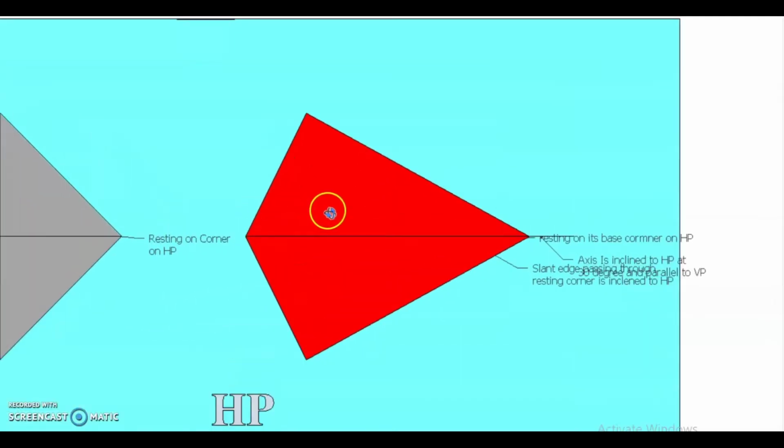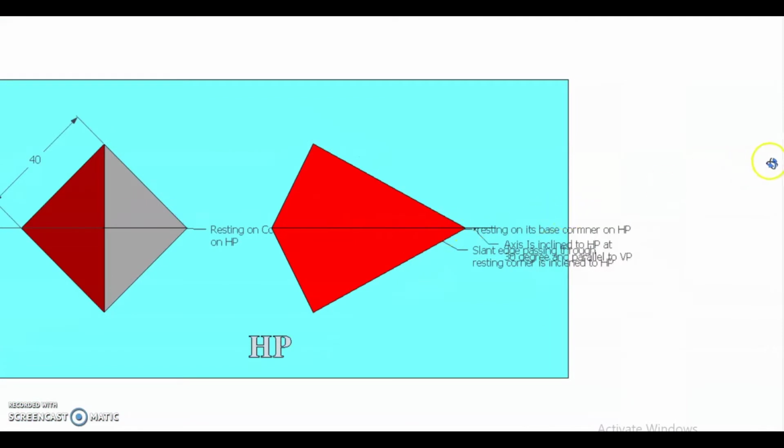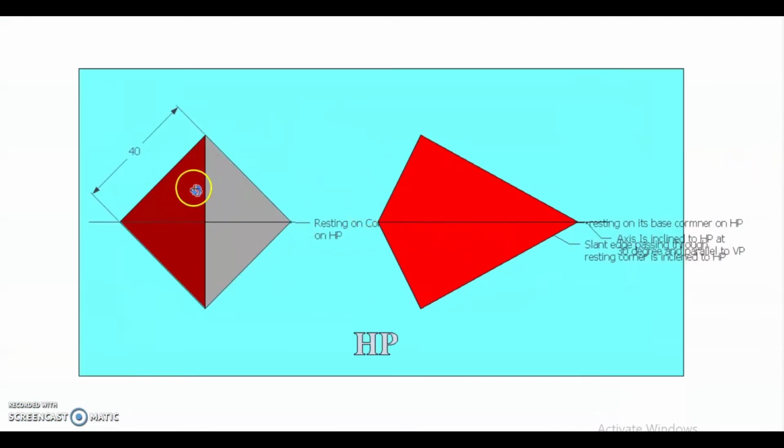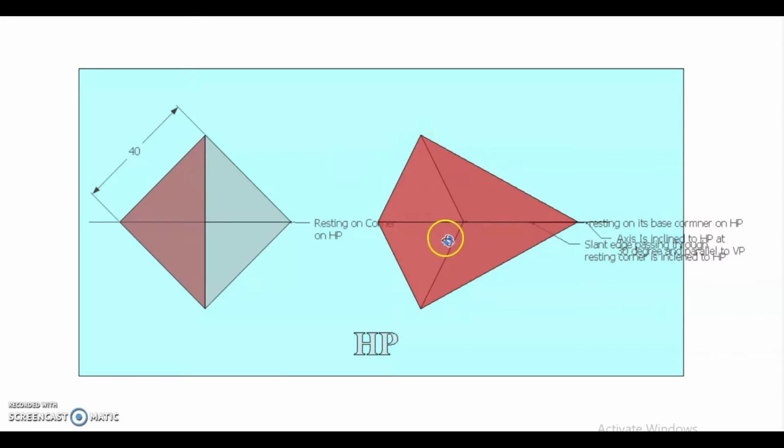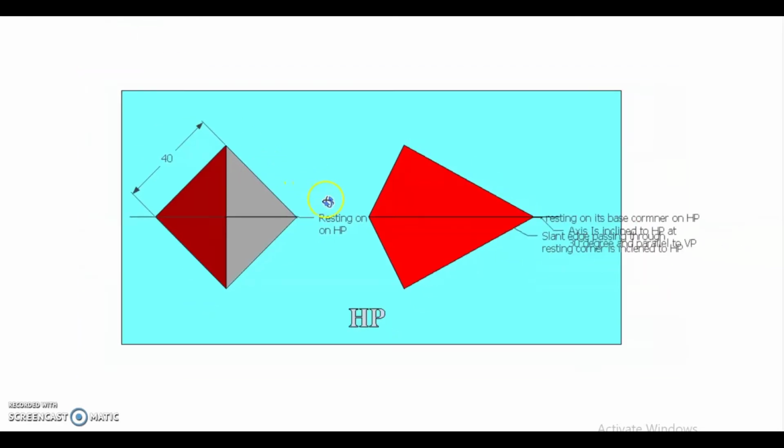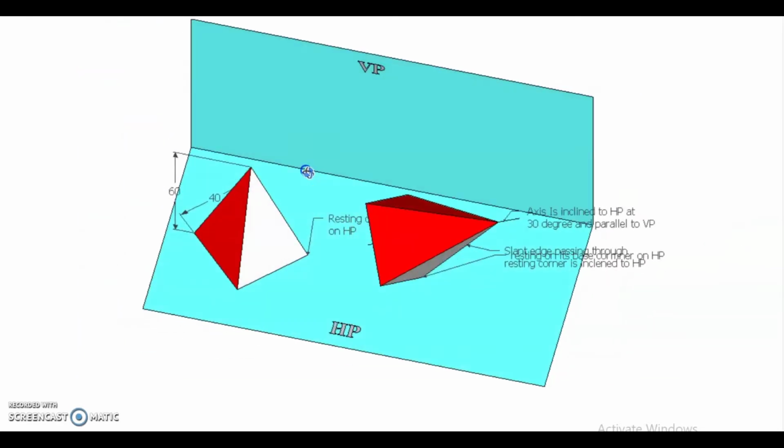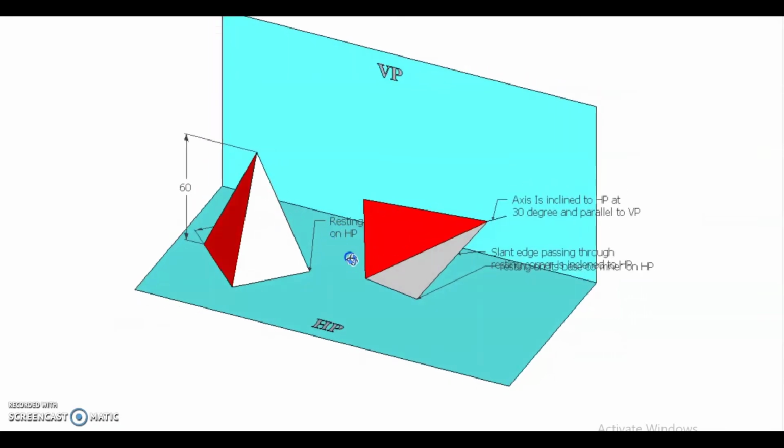If you observe, these two triangular faces are clearly visible. This edge and this base edge are not visible, which we have to show by dotted lines. The figure appears like this. So complete the given projections of a square pyramid.